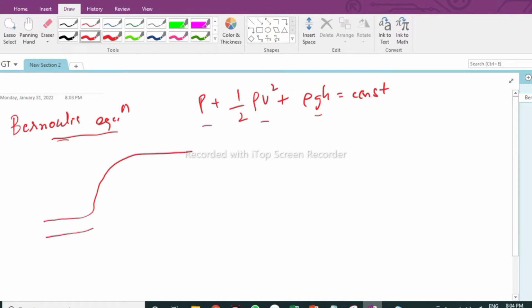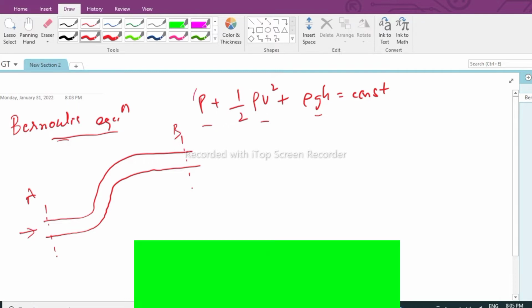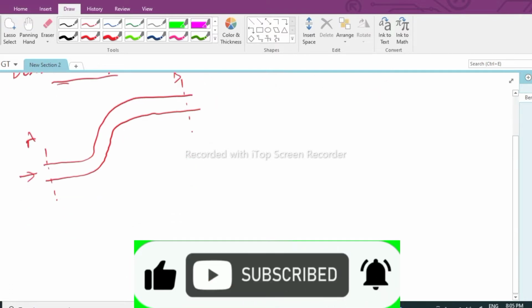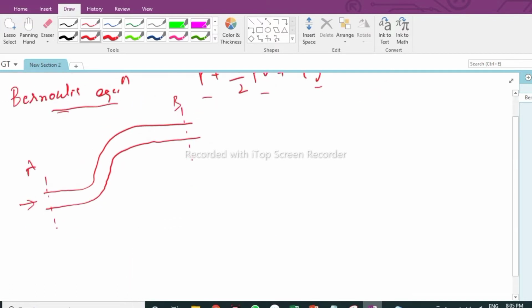Suppose I take a pipe like this, and there is some fluid going through the pipe. I take this section, let us say section A, and this section, let us say section B. At both the sections, the sum total of these three values will be a constant. That is Bernoulli's equation. So how do we get this?